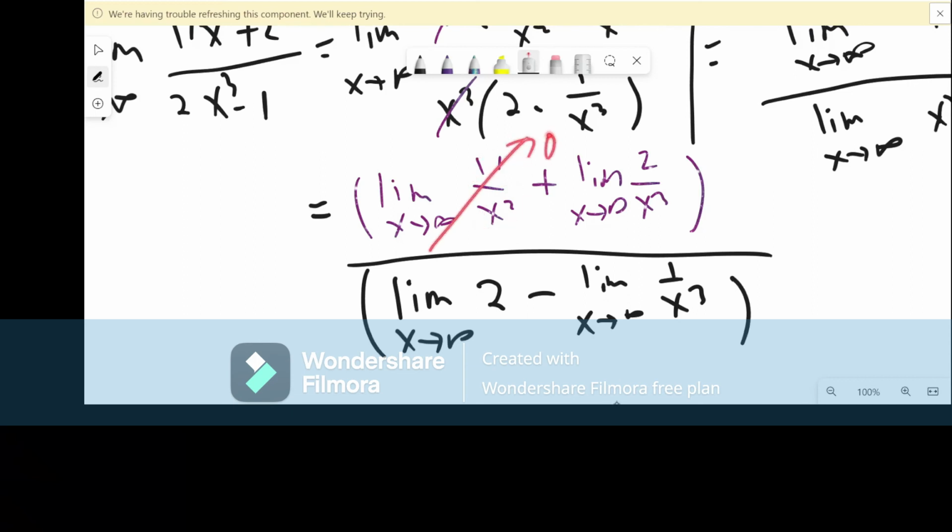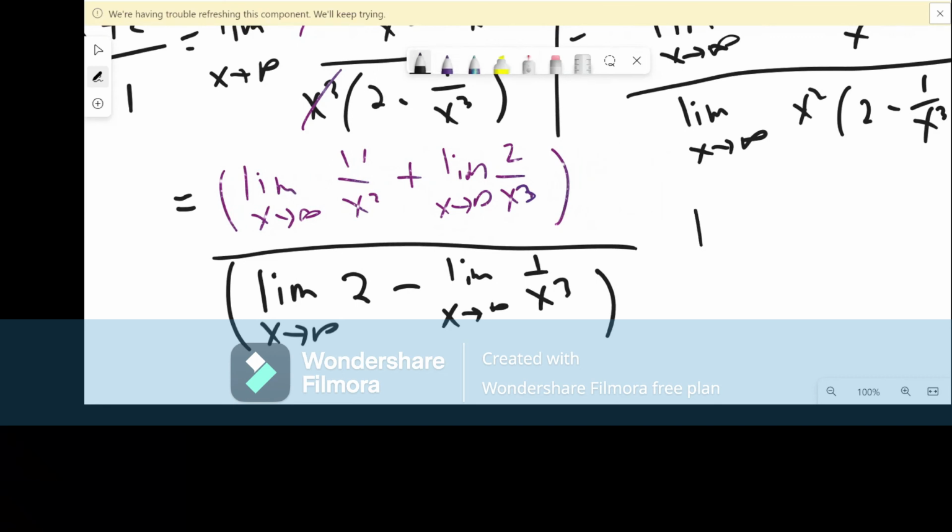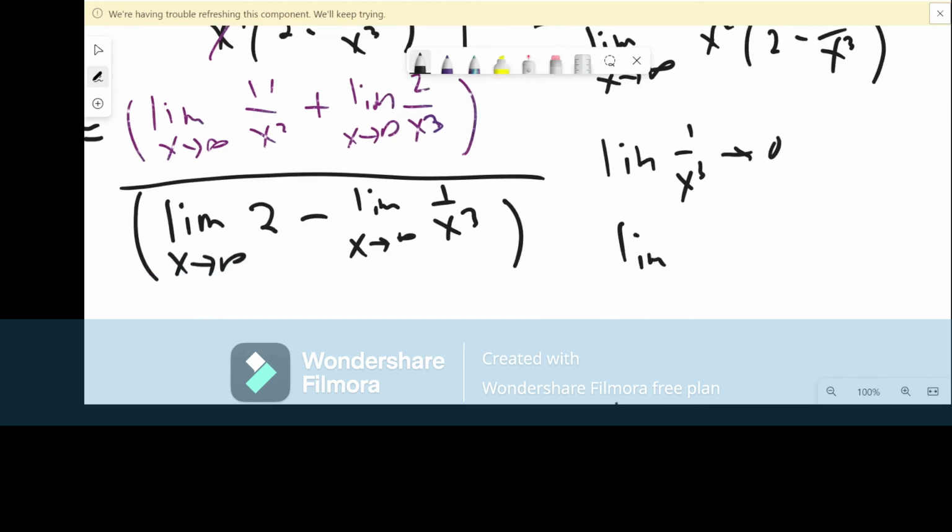So this has a limit of 0. This is x cubed, right? So if 1 over x squared goes to 0, then 1 over x cubed would go to 0 even faster. So this is 0, this is 0. So when I said the limit of 1 over x cubed goes to 0, what I actually mean is that I would take 1 over x cubed as the product of 1 over x squared times 1 over x.